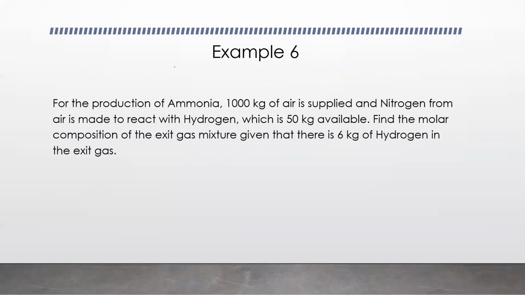Okay. Now we come on to example number 6. Go ahead, pause the video and try to solve this problem yourself. For the production of ammonia, 1000 kg of air is supplied and nitrogen from air is made to react with hydrogen, which is 50 kg, available as in the previous question. Find the molar composition of the exit gas mixture given that there is 6 kg of hydrogen in the exit gas. So let's see. First of all, we will draw the block diagram. So this, right? Then we have nitrogen.